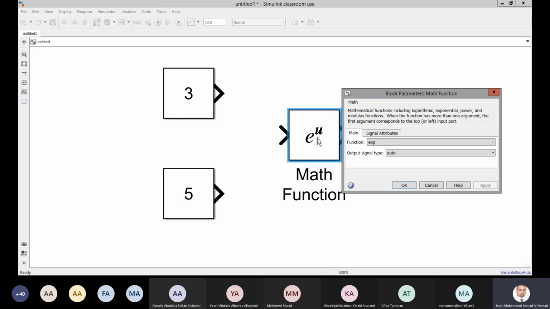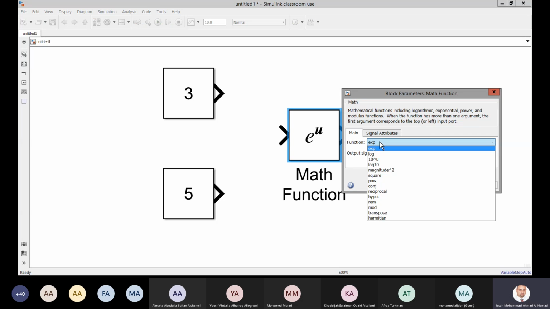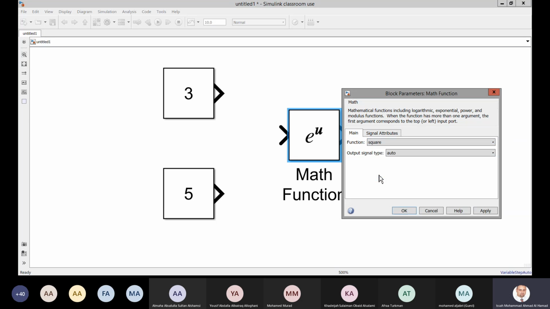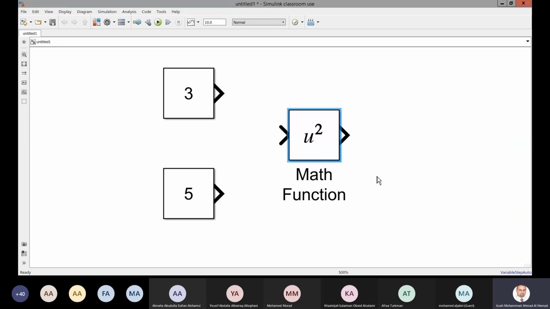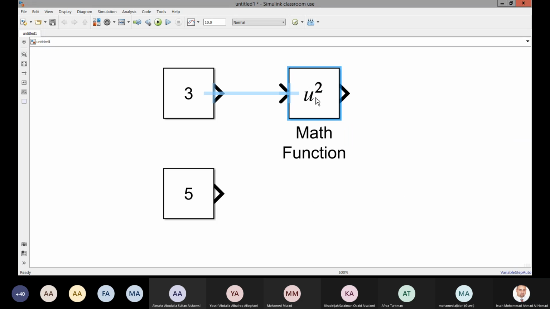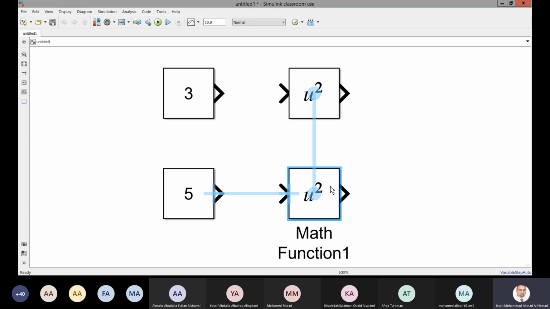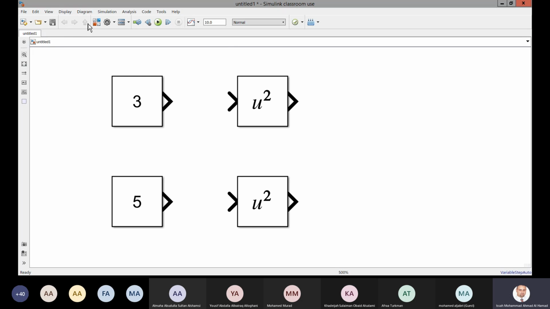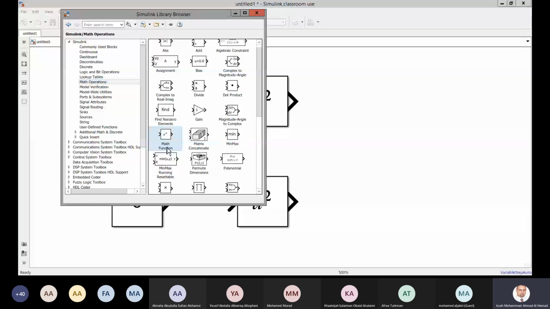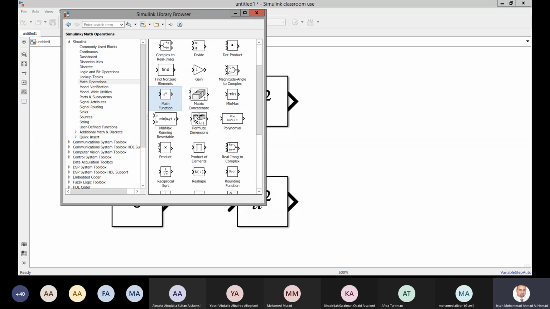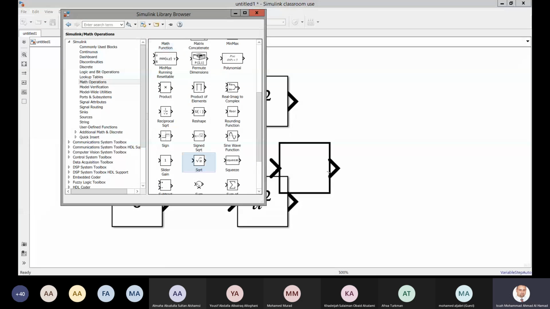Let's double click and see what happens here. You can select any mathematical function. There are some built-in mathematical functions here. So I will select square and press enter. So now it's a square. Okay, I need another one for the second. Then I need a square root. I can go directly to the square root block. This is the square root block.